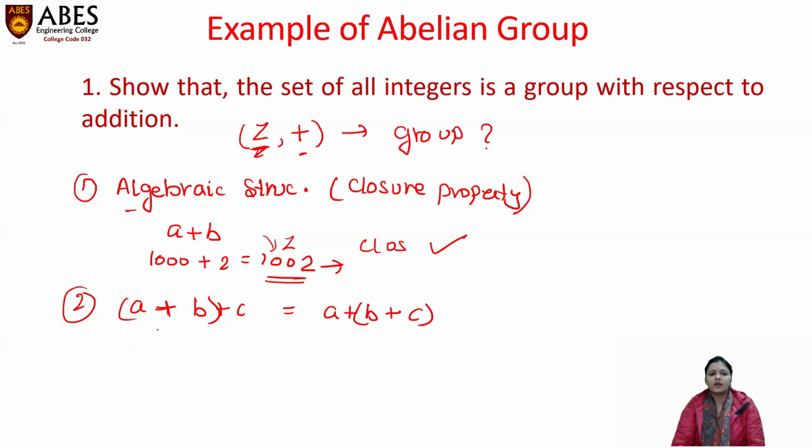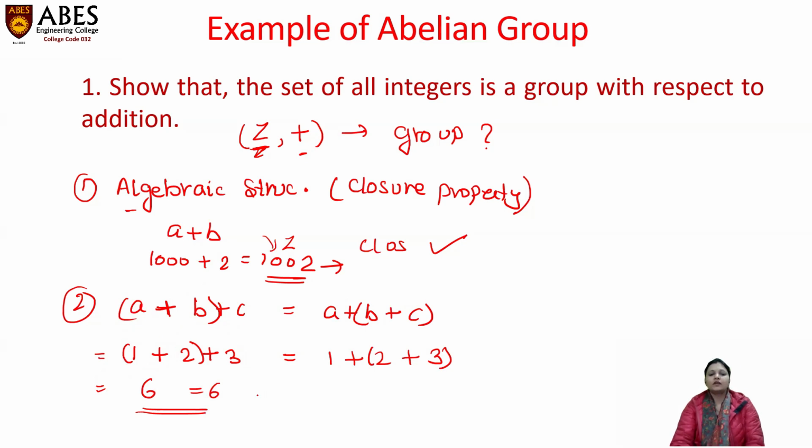For example, if we take some values of A, B, C, for example, A is 1, B is 2, and C is 3. Here we are taking this association, and here I change the association. Whatever the association, in case of addition, we will get the same result only. So if the operator is addition, the associative property will always be satisfied. If this associative property is satisfied, this means it is a semigroup. So two properties are satisfied for the set of integers with addition.